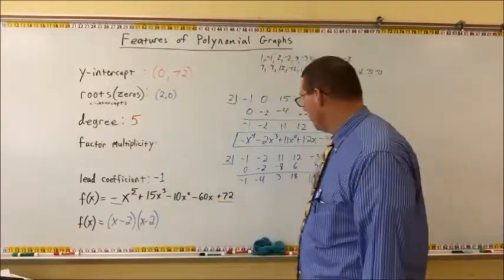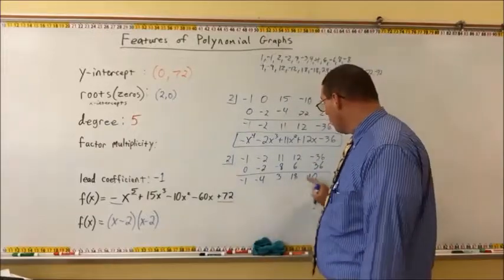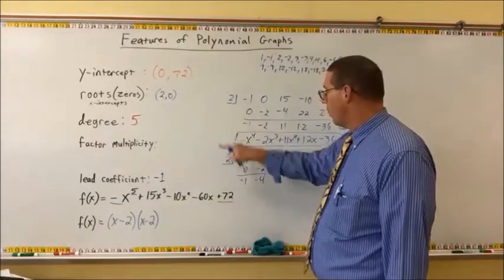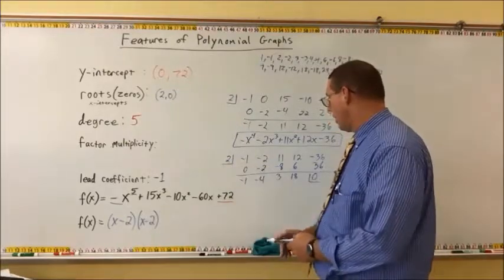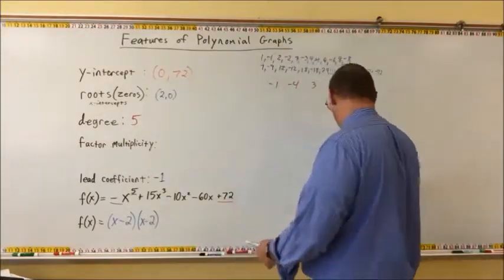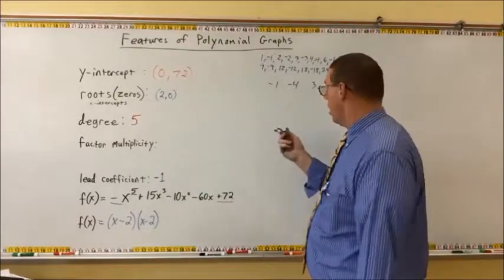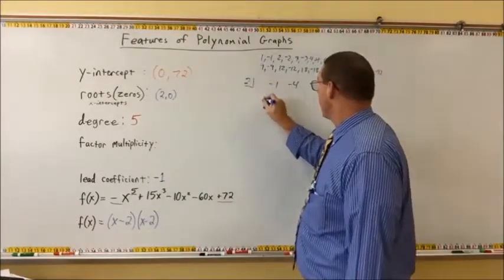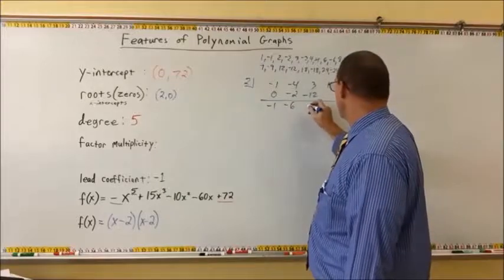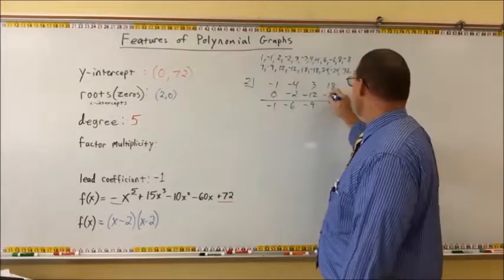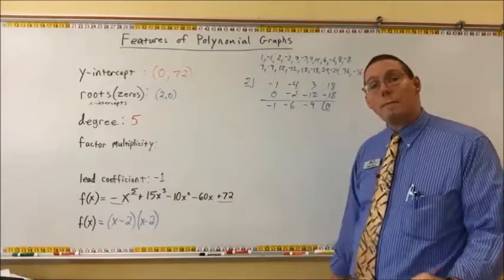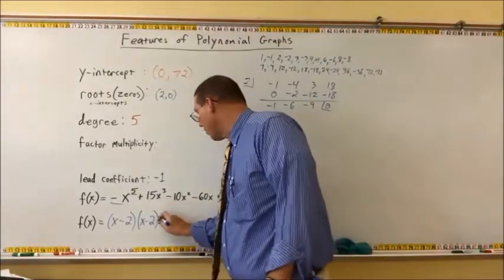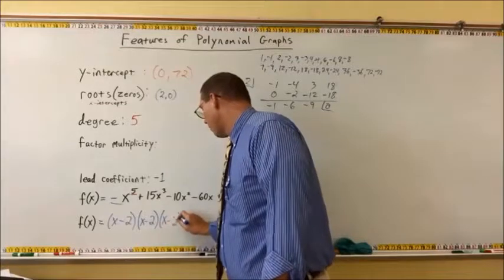But here's what we have to do. We got to try it again. As long as we keep getting a 0 for a remainder, we have to keep trying that number again. And we're going to keep trying 2 until we don't get a remainder of 0. Plus 3 is -9. -9 times 2 is -18. And sure enough, look at that. We got another remainder of 0. What that means is there are 3 x minus 2's in this function.